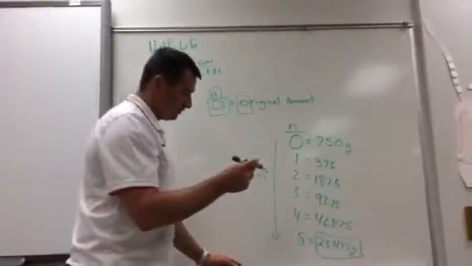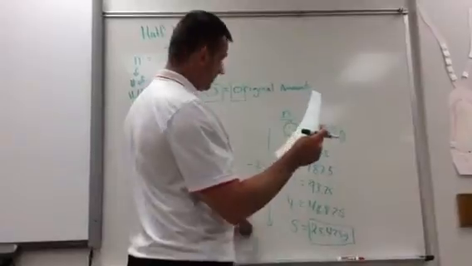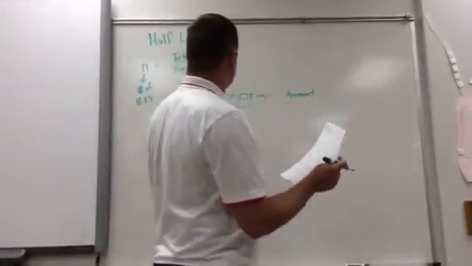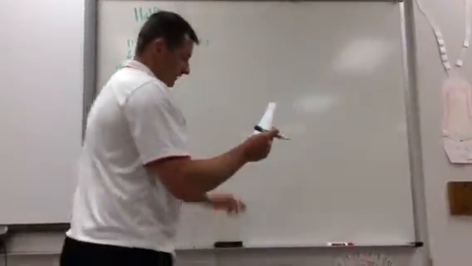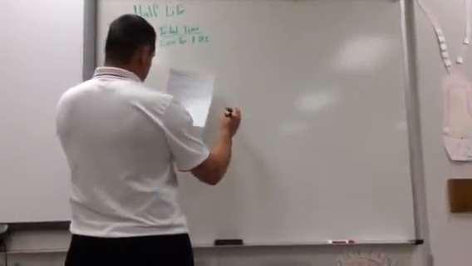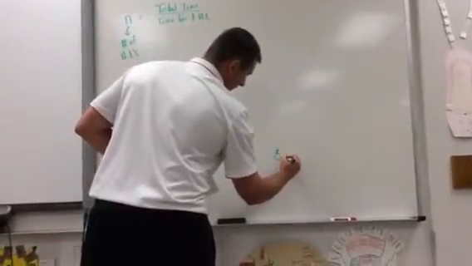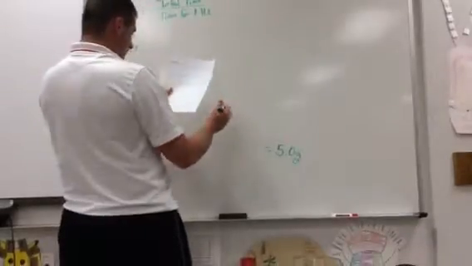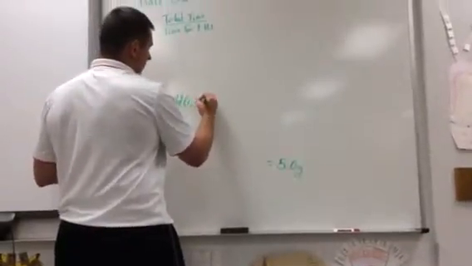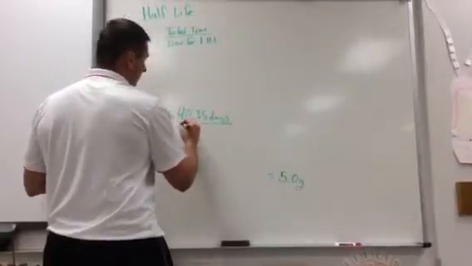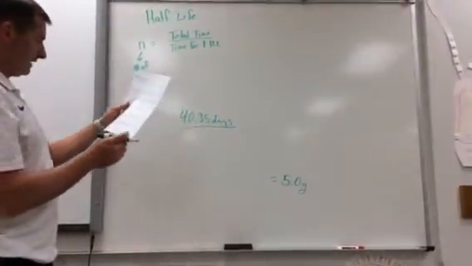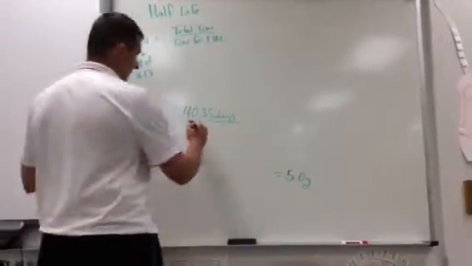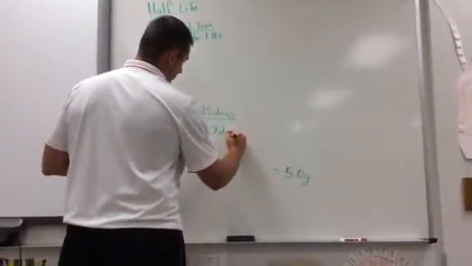Now, let's skip down to number 6. On number 6, you're trying to find out how much was in the original amount. Okay? So, it says there are 5 grams left over after 40.35 days. So my total time is 40.35. It says how many grams were in the original sample if the half-life is 8.07 days.